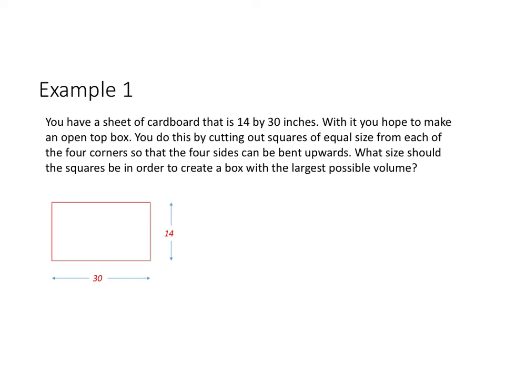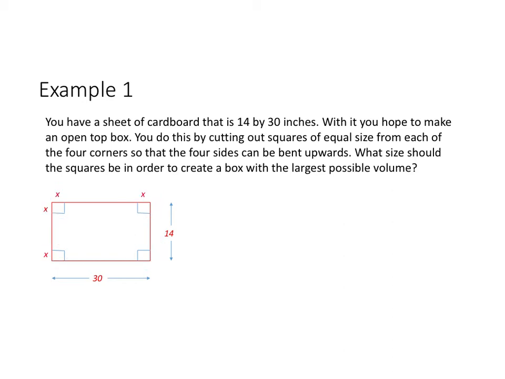So let's start out with what we've got here. Basically, we've got a sheet of cardboard that's 14 inches by 30 inches, a flat sheet. Now we want to cut squares out of each of the corners. From each corner, we're going to cut out a little square. All the squares are going to be equal in size, and then we're going to take the sides and bend them up, fold them up, to create an open-top box.